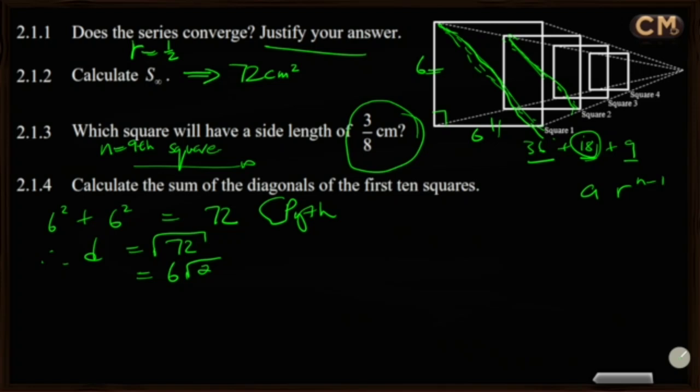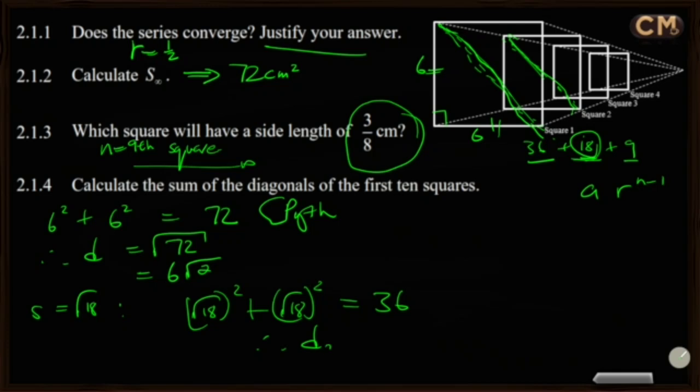Let's do a second one for the second square, which has an area of 18 square centimeters. The side length there is going to be the square root of 18. To get its diagonal, we take the square root of 18 all squared plus the square root of 18 all squared, and that's going to equal 36, which is diagonal 2 squared. So diagonal 2 is the square root of 36, which is equal to 6. So over here we have 6 times the square root of 2, and we have 6.